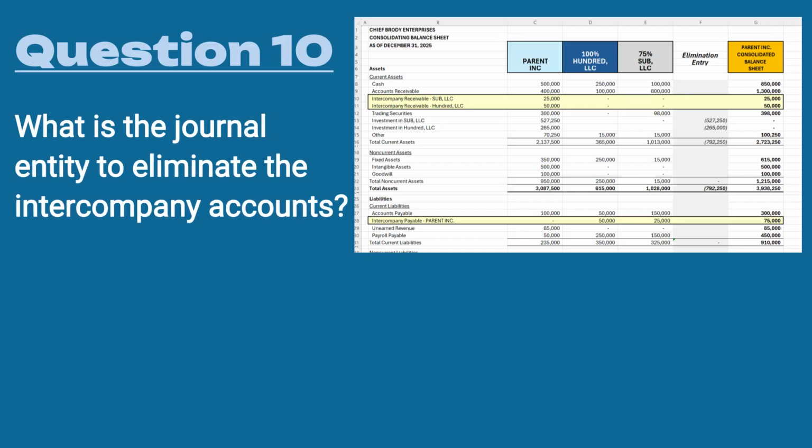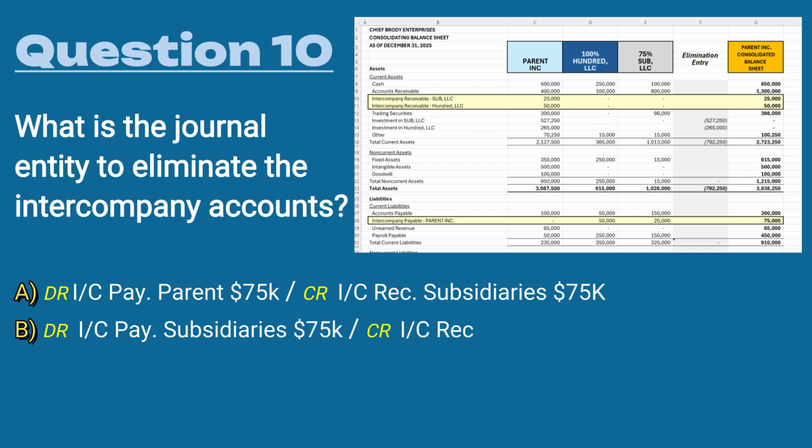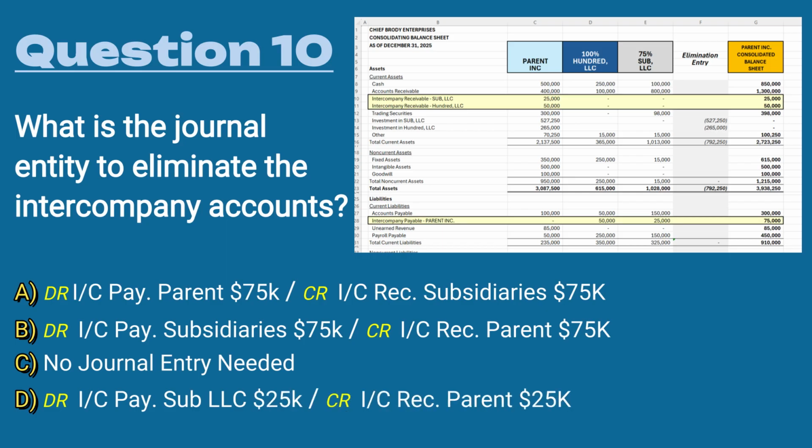the financial statements? Is it A, debit intercompany payable parent $75,000, credit intercompany receivable subsidiaries $75,000, B, debit intercompany subsidiaries $75,000, credit intercompany receivable parent $75,000, C, you don't need a journal entry at all, D, you debit intercompany Sub LLC $25,000, and you credit intercompany receivable parent $25,000.